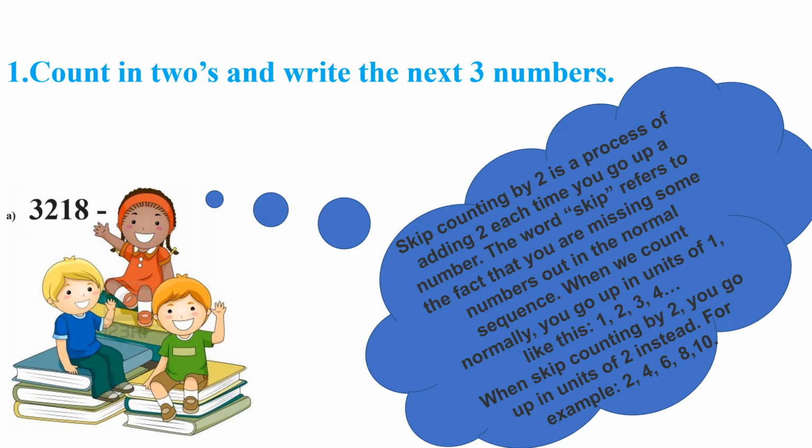Let's see the first example. So the first number is 3218. We are supposed to count in twos, which means we are supposed to go up by 2. So the next number will be 3220. The next, plus 2, is 3222. And the next, 3224. Isn't it easy?